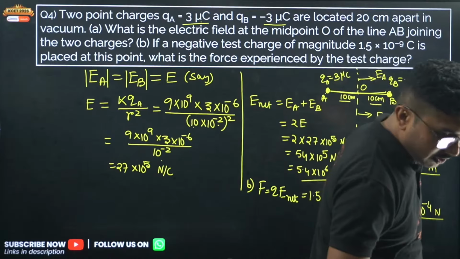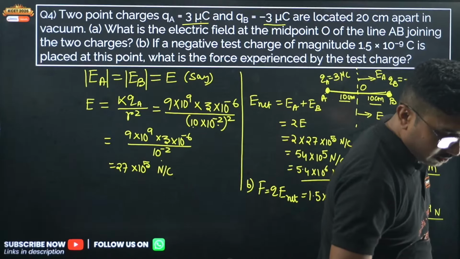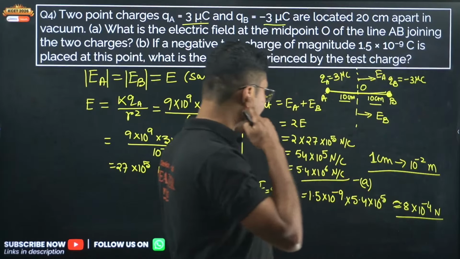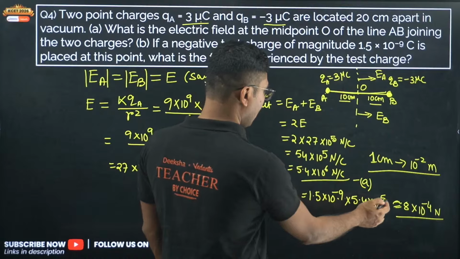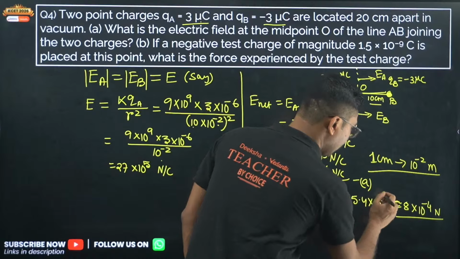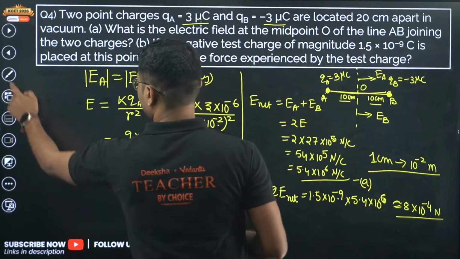8 into 10 to the power of, it should be 10 to the power of minus 4. Okay, 10 to the power of minus 9, sorry, yes, correct. I am wrong. You are correct.